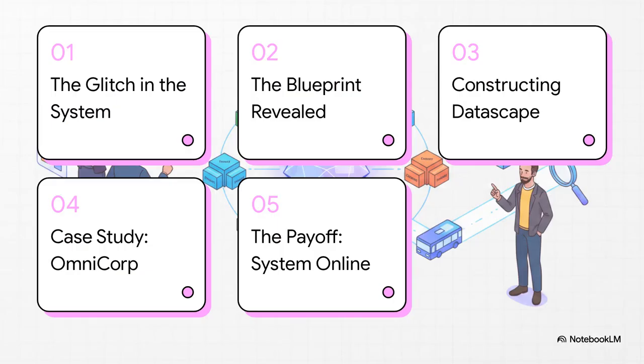All right, here's our game plan. First, we're going to diagnose what I'm calling the glitch in the system, the root problem we're solving. Then we'll unveil the master blueprint. After that, we'll get our hands dirty with the four-step construction process, apply it to a cool case study with a company called Omnicorp, and then finally, we'll power the whole system up and see the payoff.